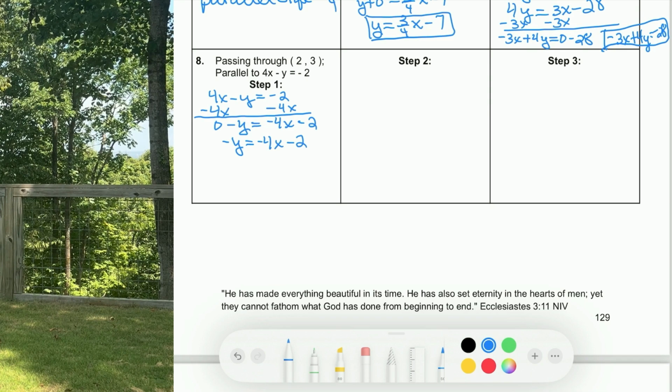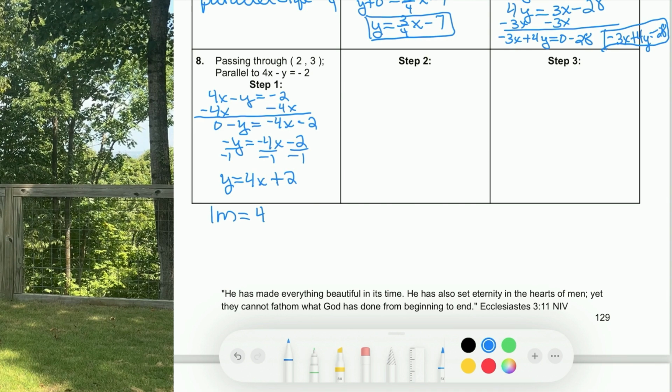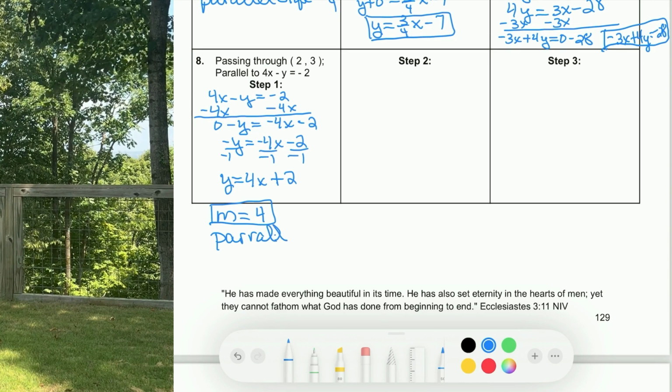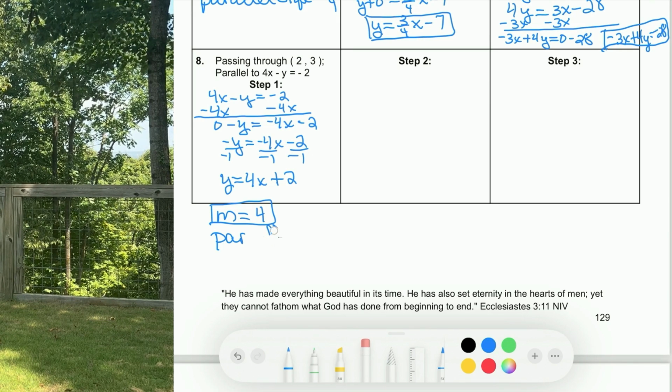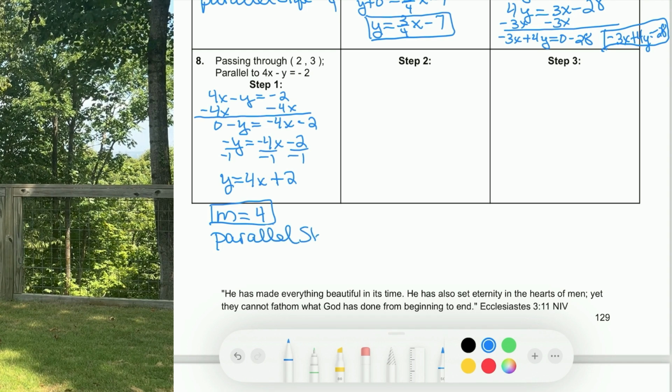Can't leave my y negative, so I need to divide everything by a negative 1. And I end up with y equals 4x plus 2. So based off of this, my slope is 4. Since we're looking for a parallel line, I'm going to use 4 for my parallel slope. It would help if I spelled my word correctly, wouldn't it, guys? All right, so parallel slope is 4. So that's what we're going to use.